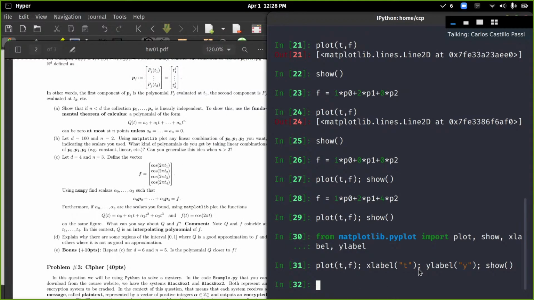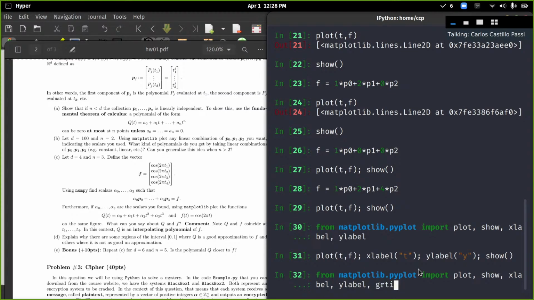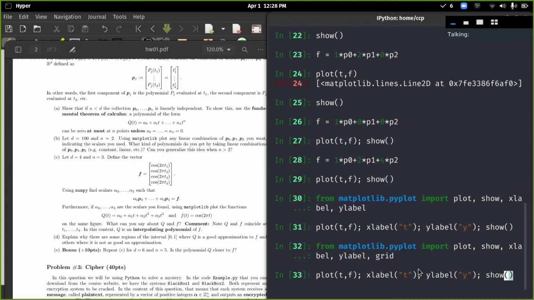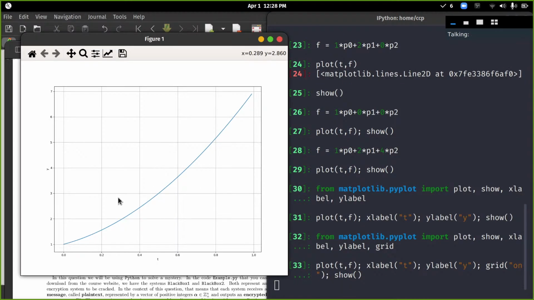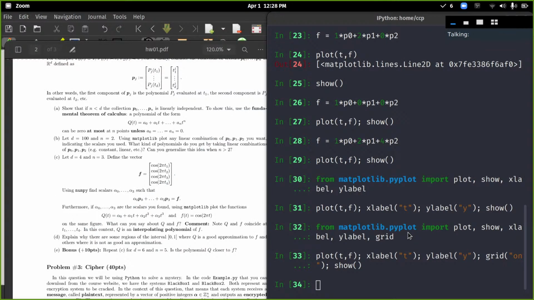You can also add a grid using the grid function. Grid on, and now you have a grid. So you can play a little bit with how to plot it. So that's what you need to do in B. You need to do something very similar in C, but instead of using d equal to 100 points, you just use d equal to 4.